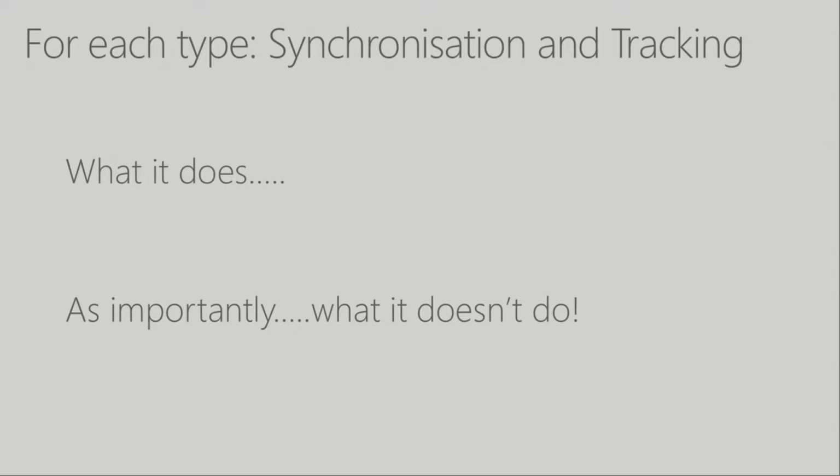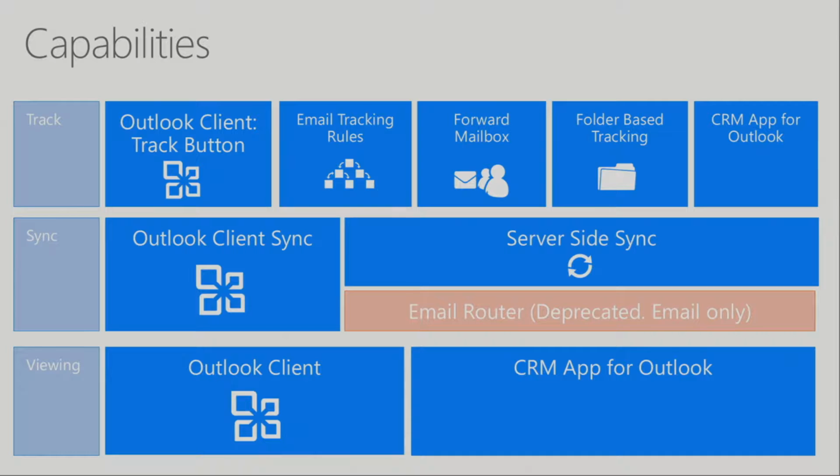So what I'm going to talk about now is for each area of synchronization and tracking, what it does, but as importantly, what doesn't it do? So where you talk about, for example, let's just install server-side sync, well, what are we missing? What are the other options that I could use with that to address those kind of missing gaps? But before I do that, I think it's useful to layer out the different capabilities we've got and talk about where in that stack they play. So if I look at the top part, the first part of this is typical app tracking. How, if I've got something in Exchange, do I tell CRM I'm interested in it?